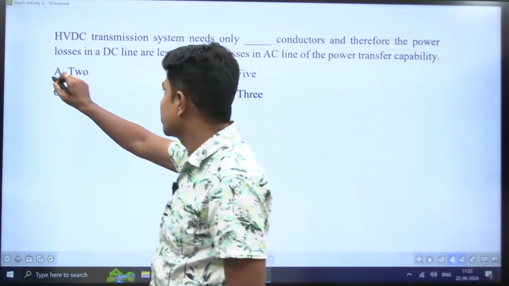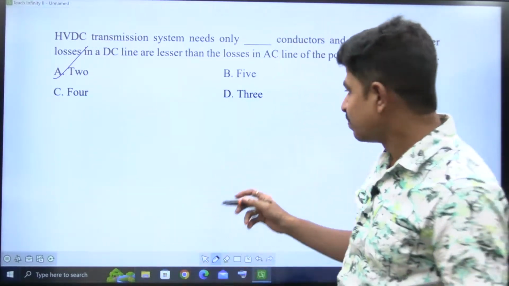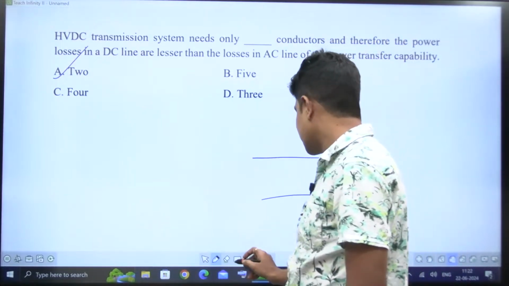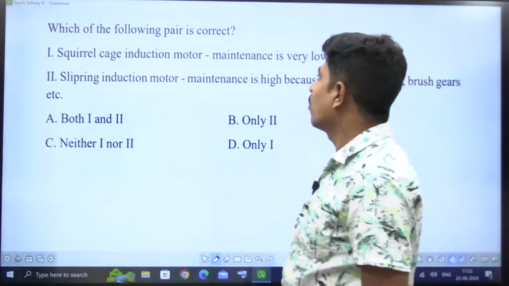Yes, the HVDC transmission system is going to have only two conductors. Only two conductors it is going to have. It is a forward wire and a return wire, we can say. Next, which of the following pair is correct?